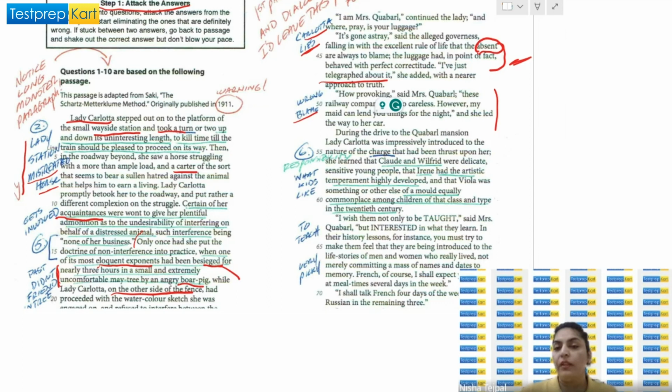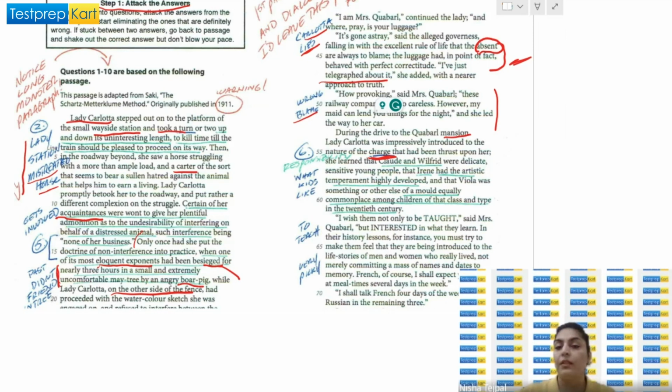"During the drive to the Quabal mansion, Lady Carlotta was impressively introduced to the nature of the charge that had been thrust upon her." Mansion means a big house. Nature of the charge means that she was to be the governess for Miss Quabal's family. So she is being given one charge. Charge means responsibility. There's one responsibility that she has to take care of, that had been thrust upon her.